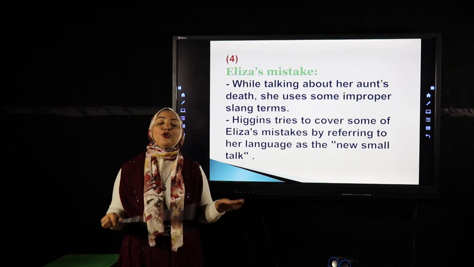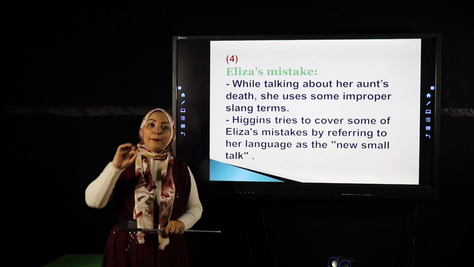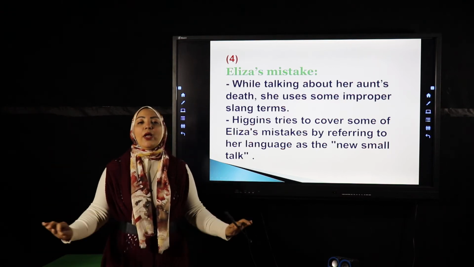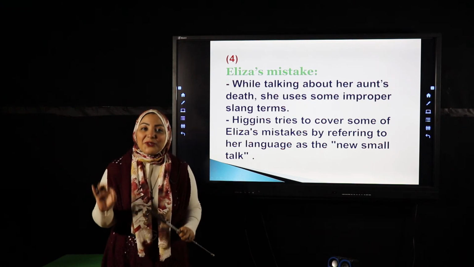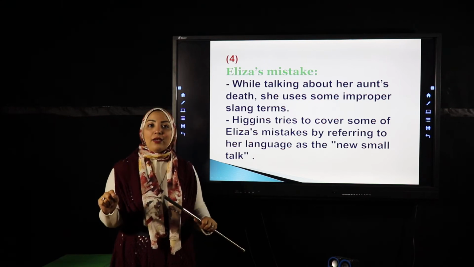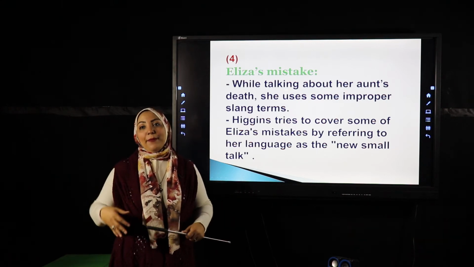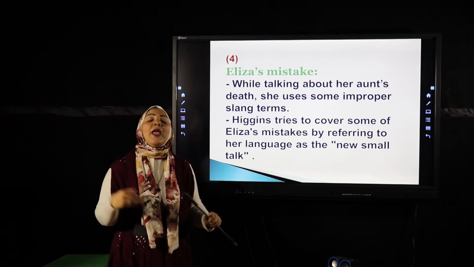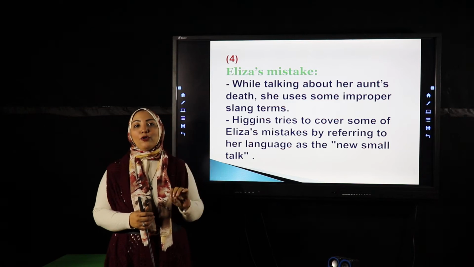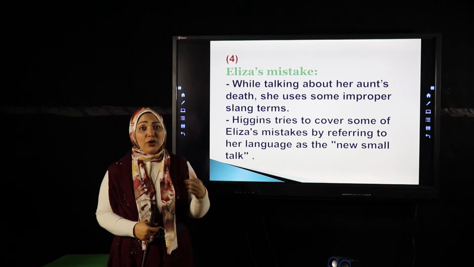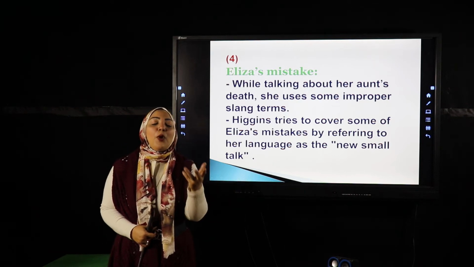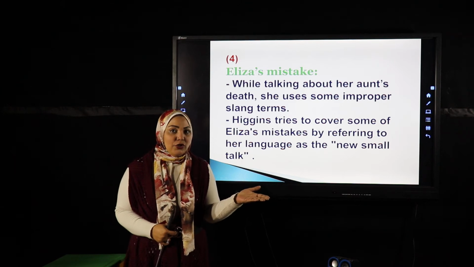Eliza actually started to talk to people using a perfect way of talking, and she was performing well and okay, till she came to the story of her aunt's death. She exaggerated in talking about the weather sometimes, but it passed. And then moving to talk about the health, she mentioned the death of her aunt. Actually, talking about death, or a very depressing topic like this, is not something proper to speak about to people that you don't know for the first time.